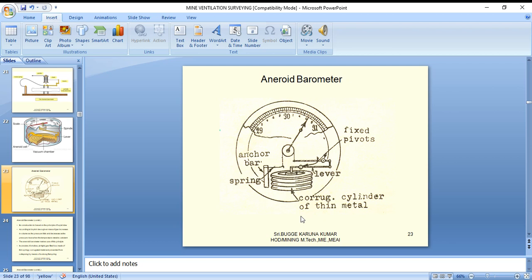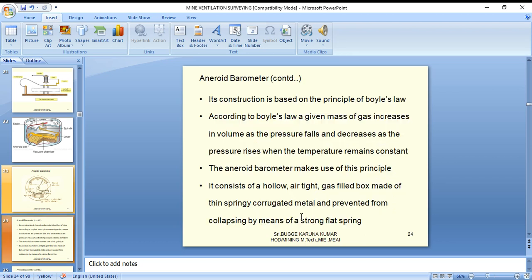Aneroid barometer: anchor bar, spring, fixed pivots, lever, Krug cylinder of thin metal. There is a lever. Its construction is based on the principle of Boyle's law. According to Boyle's law, a given gas increases in volume as the pressure falls and decreases in volume as the pressure rises, when the temperature remains constant. The aneroid barometer makes use of this principle.